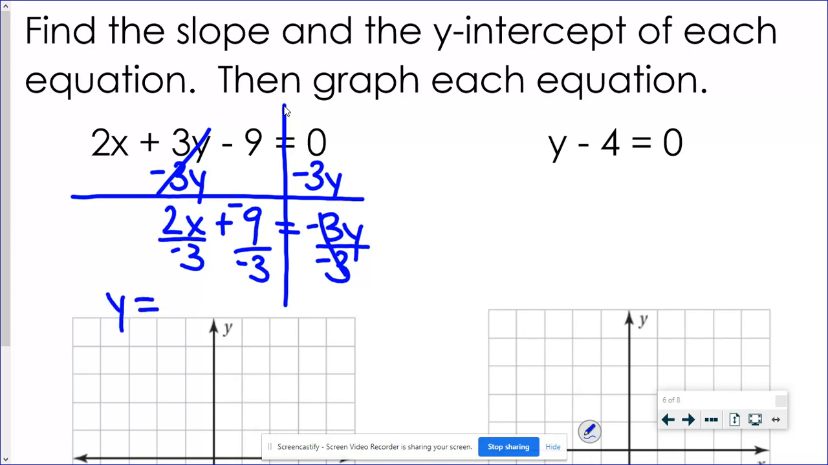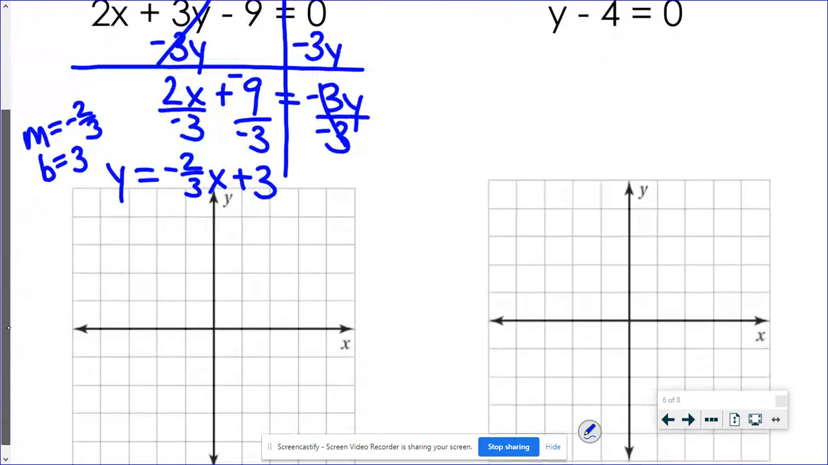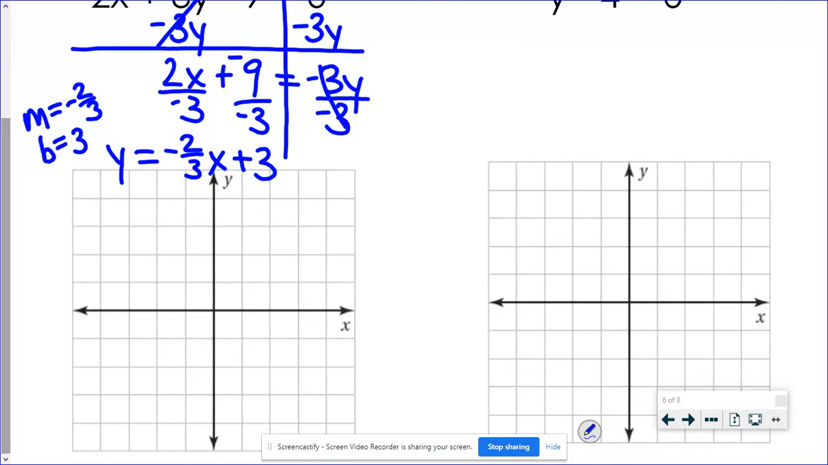I would get 2 over negative 3 is just a negative 2/3 x. And negative 9 divided by negative 3 is positive 3. So my m is negative 2/3, and my b is 3. So that graph starts at 1, 2, 3. My slope is negative 2/3, so that's down 2, sideways 3. That's all I can fit that way. I suppose it's going to kind of run into my work here, but I could get a point right there also. And there's my line.